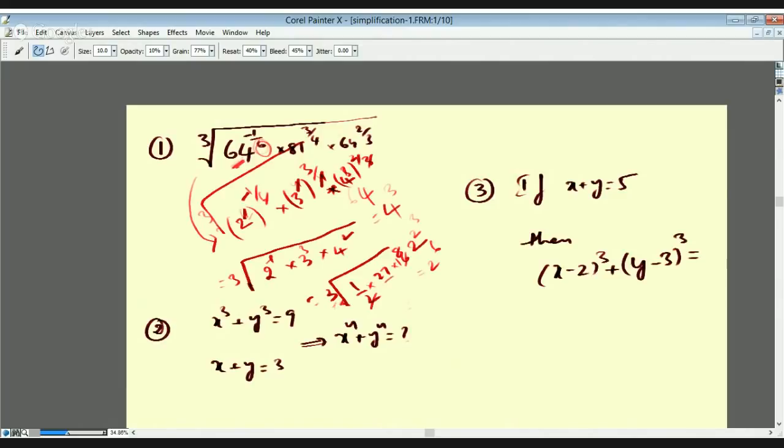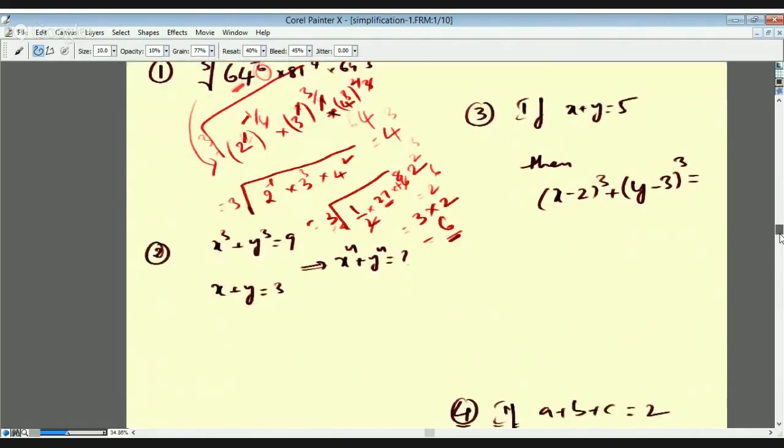cube root of 27. What is cube root of 27? That is nothing but 3. And what is cube root of 8? That is nothing but 2. So your answer will be 6. Directly you'll be getting the answer as 6. In this kind of problem, there won't be any shortcut. The only thing is you need to minimize the steps. Once you practice thoroughly, you can minimize the steps.